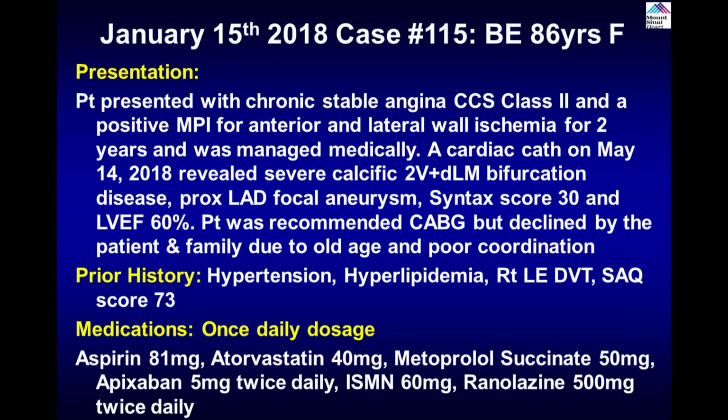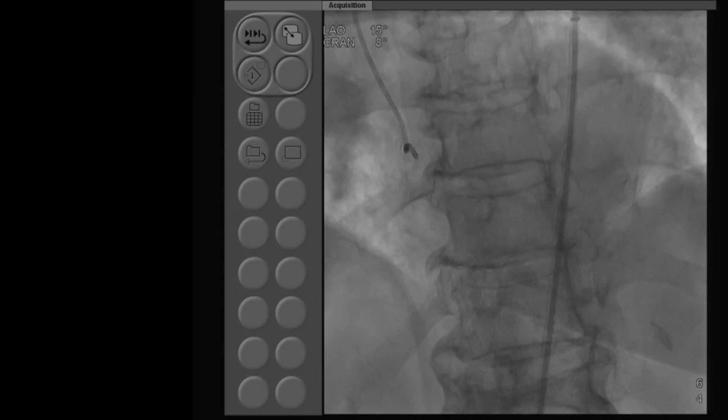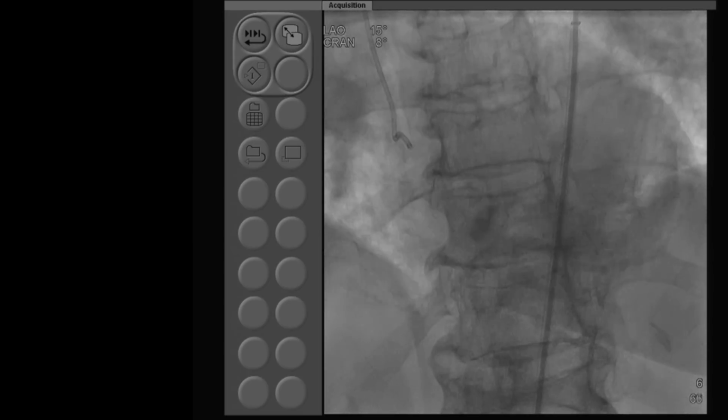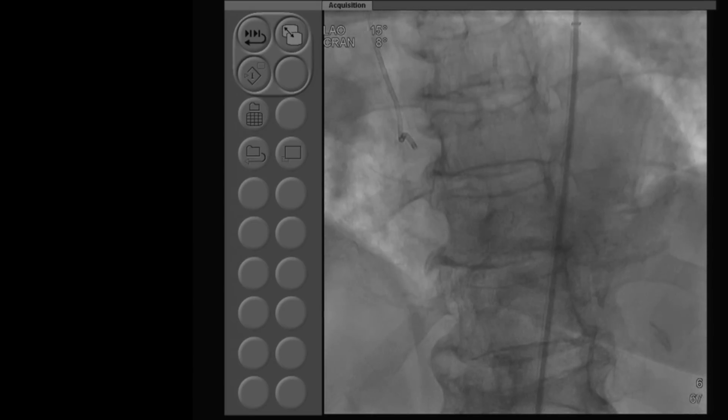So Anu, do you want to take us through? So this is the LV function. EDP was normal, EF normal, and the right coronary artery essentially normal. Some moderate disease in the mid RCA, mid PDA, anterior takeoff. We needed AR2 to engage it.